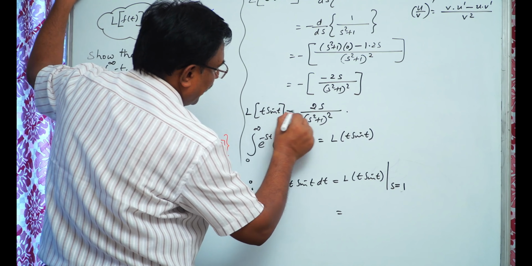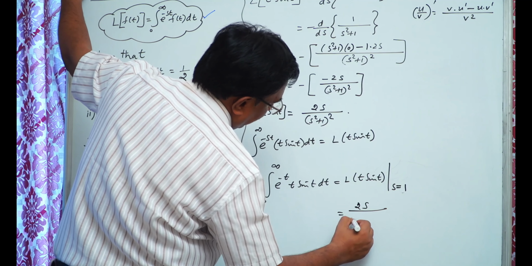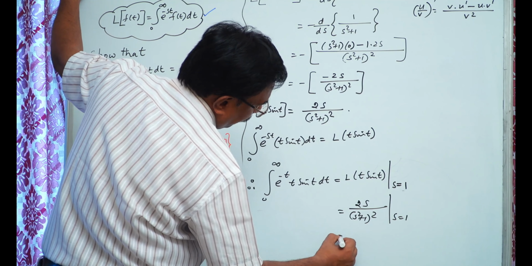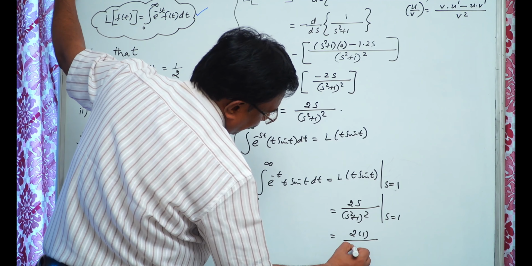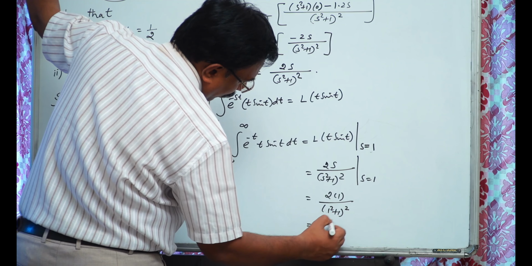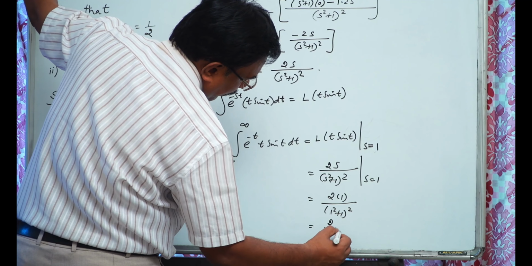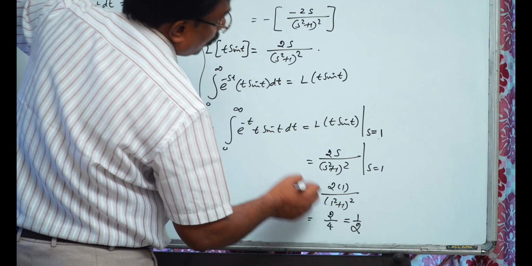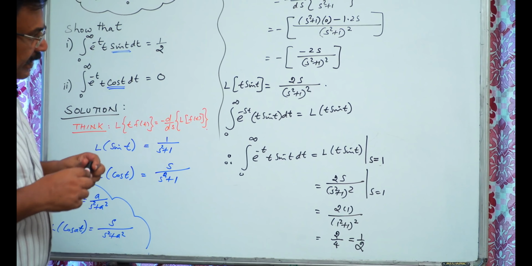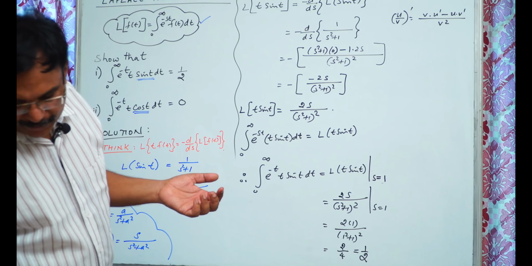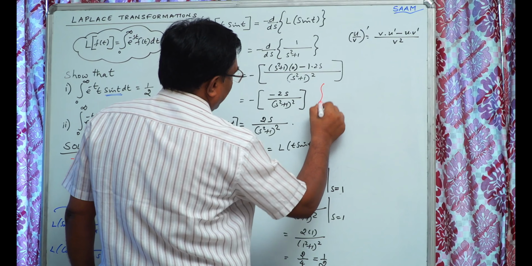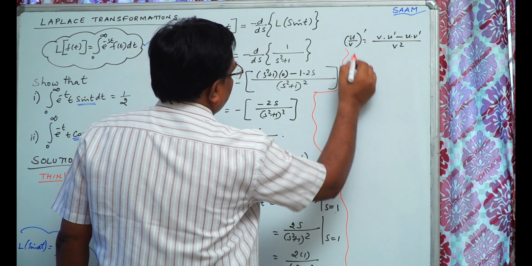So, Laplace of t sin t we derived as 2s divided by s square plus 1 whole square, where s is equal to 1. So 2 into 1 divided by 1 square plus 1 whole square. 1 square is 1, plus 1 is 2, 2 square is 4. So 2 divided by 4 is nothing but 1 by 2. So I got that result. The first result is over. For the second result, I can use the same space here, since we studied the concept. Then I can go directly to the second result.